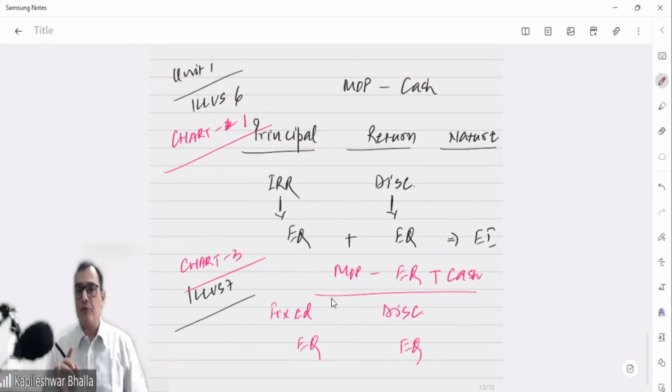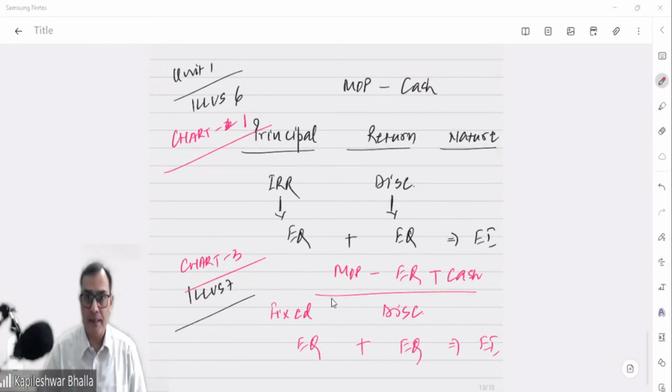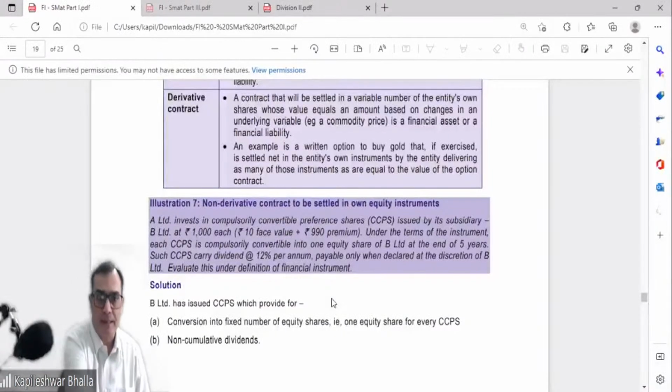The illustrations 15 and 16, which I did in unit number 3, were devoted to chart number 2. The illustrations 6 and 7, which I'm currently doing with you, are based on chart number 1 and 3. I think I've done a bit of your homework as well, giving you the relationship, which question relates to which particular chart. By the way, if both the components are equity, it undoubtedly becomes an equity instrument. So I think that's pretty easy now to decide.